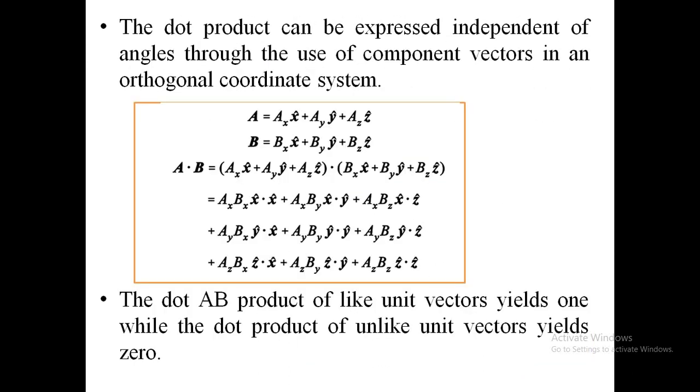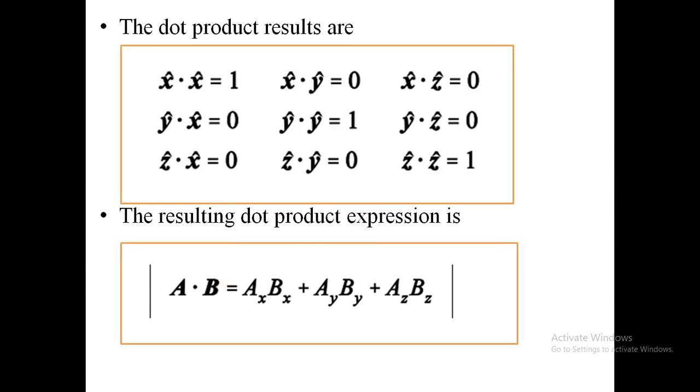The dot product can be expressed independent of angles through the use of component vectors in an orthogonal coordinate system. The dot product of like unit vectors yields 1, while the dot product of unlike unit vectors yields 0.